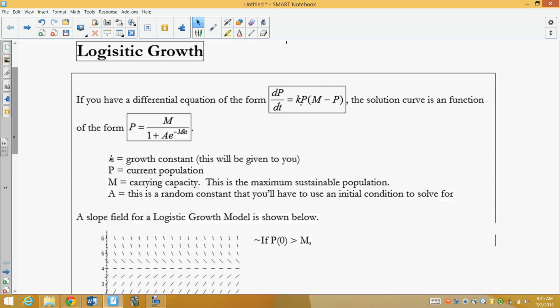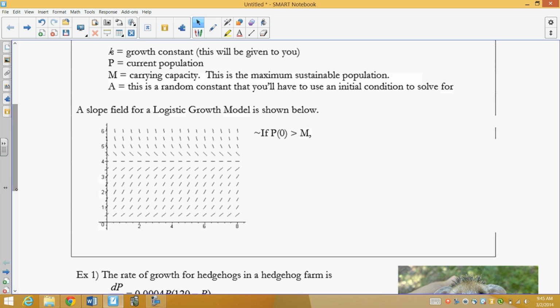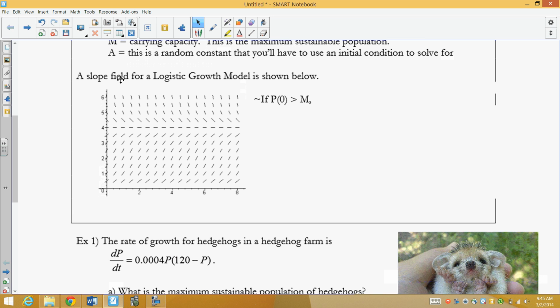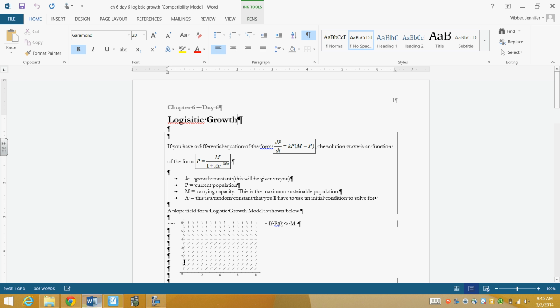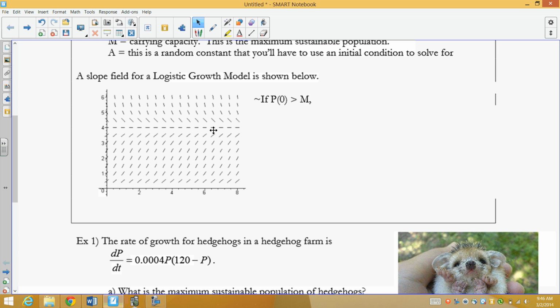Now, slope fields for logistic growths are other things that you really should be able to figure out here. A slope field for a logistic growth model is shown below. I feel like there should be some stuff next to this, and I'm not sure if it's my file or if it's the file you guys have in front of you. Nope, it looks like your file is missing things too, so we'll just write it in.